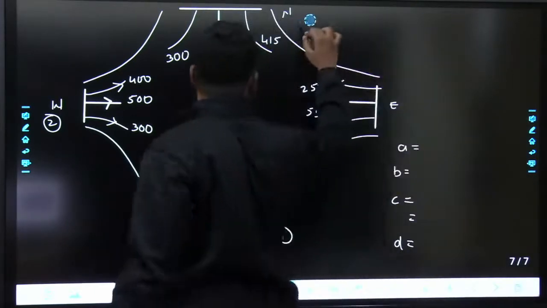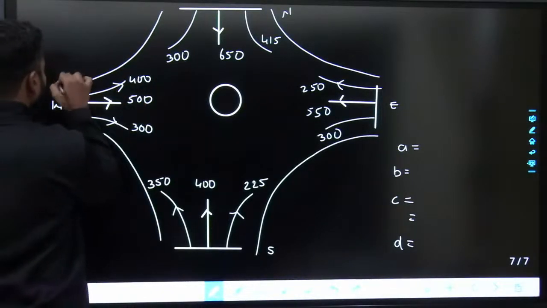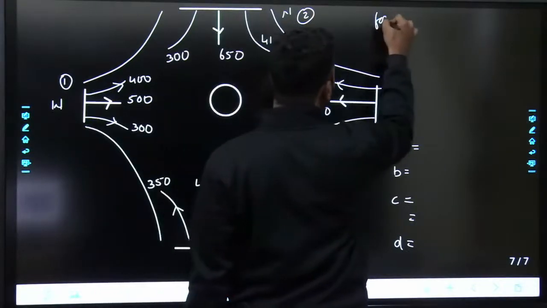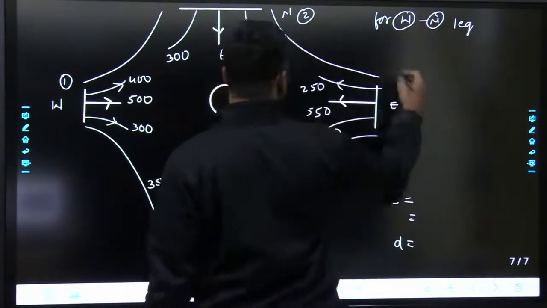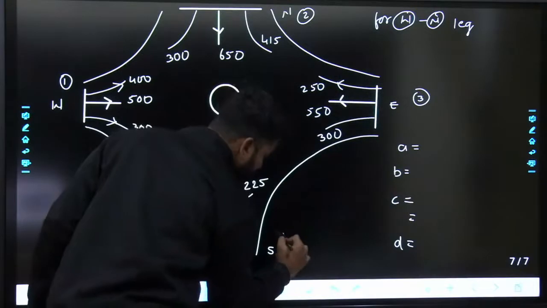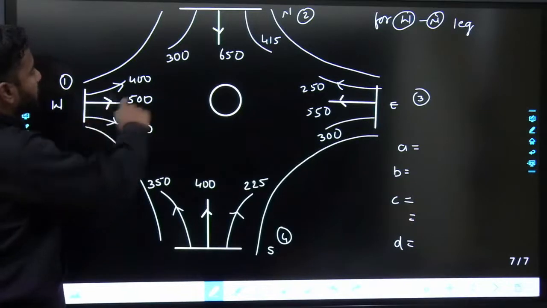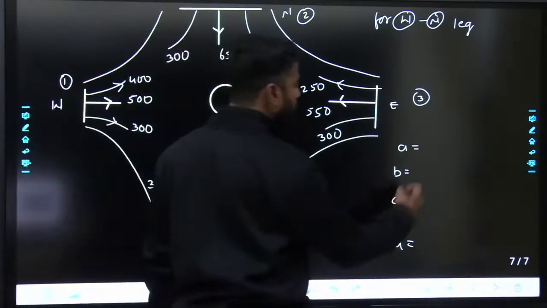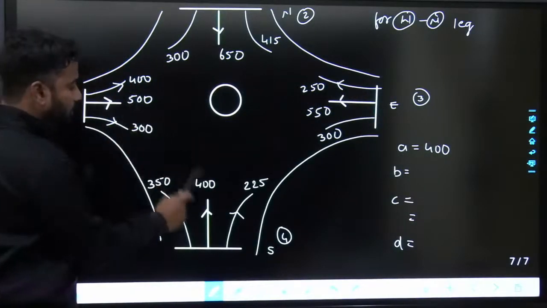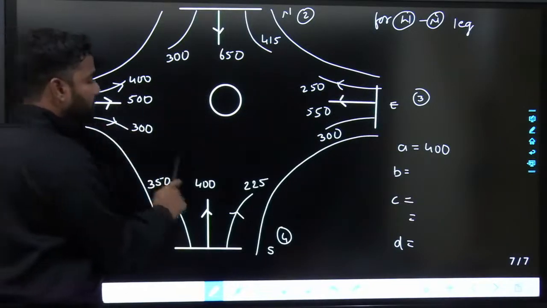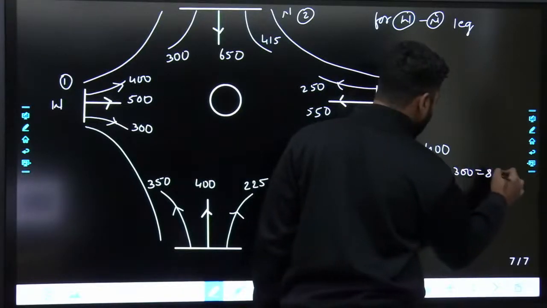Next one is for the west-north leg. For the west-north leg, this would be 1, this would be 2. West is 1, north is 2, then this would be 3, this would be 4, right. For the west-north leg, entering from 1 leaving through 2 equals 400. A equals 400. Next is entering from 1 leaving through 3 and entering from 1 leaving through 4, that equals 500 plus 300, that equals 800.